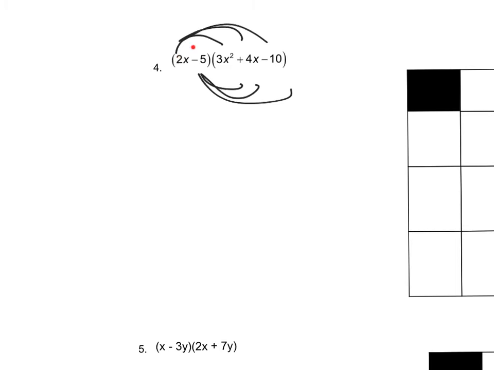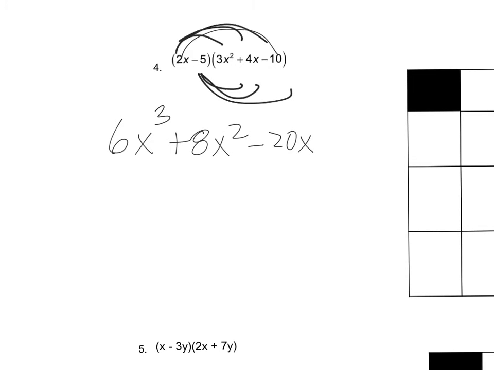So first we're doing the 2x times the 3x squared. So 2x times 3x squared would be 6, and then x times x squared would be x cubed. Like we said, a line, x being one dimension, times an area, x squared, that would give us a volume, so we should get an x cubed, and obviously we multiply the 2 and the 3. Next, we're going to do the 2x times the 4x, which would give us 8x squared. And then we do the 2x times the -10, which gives us -20x.